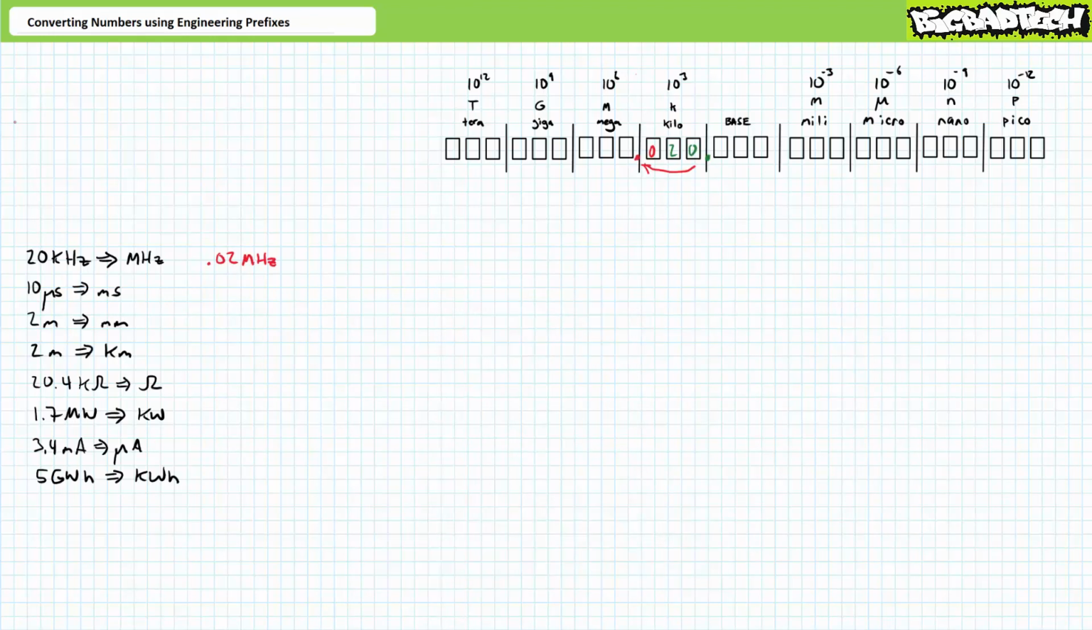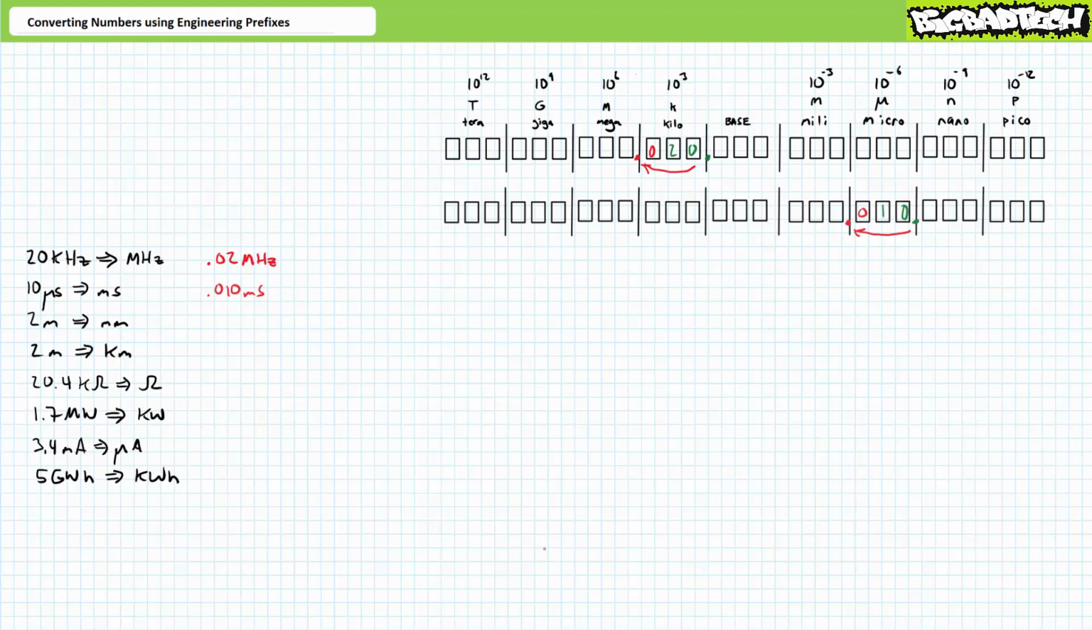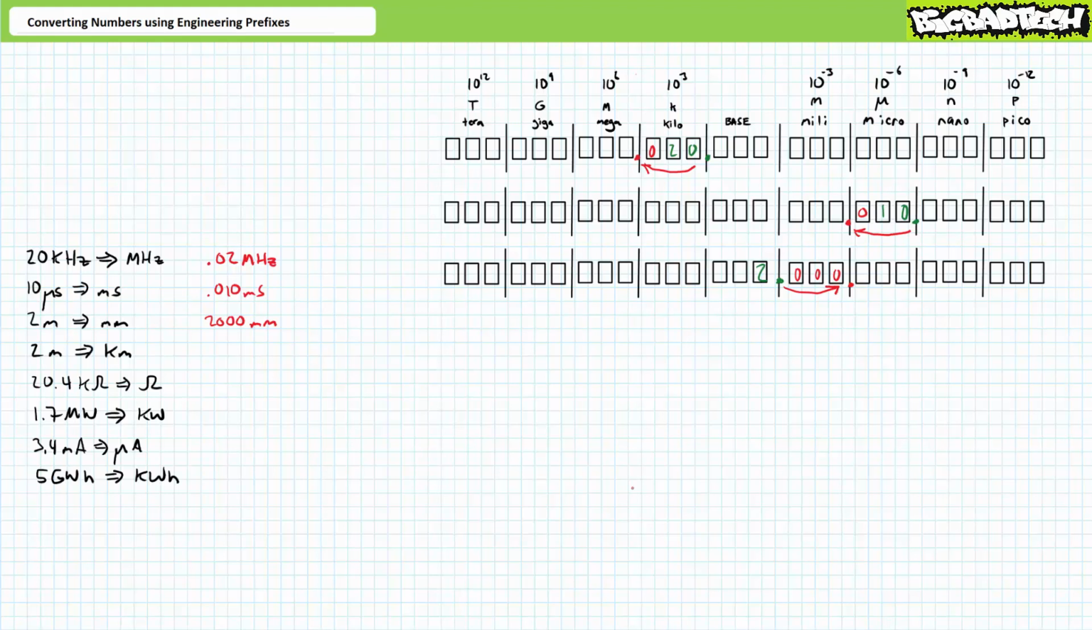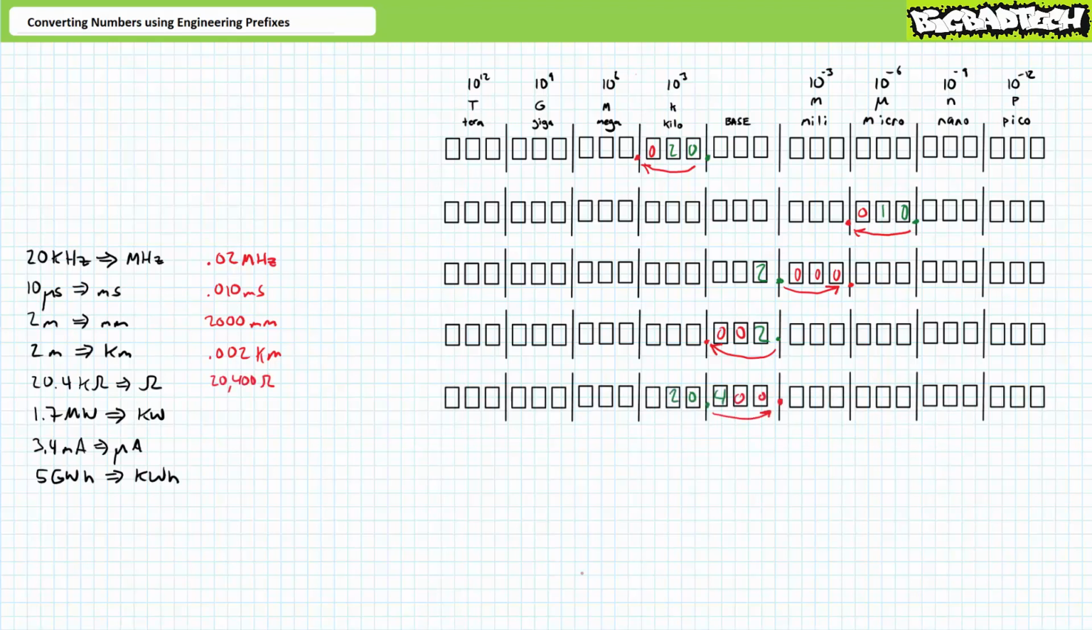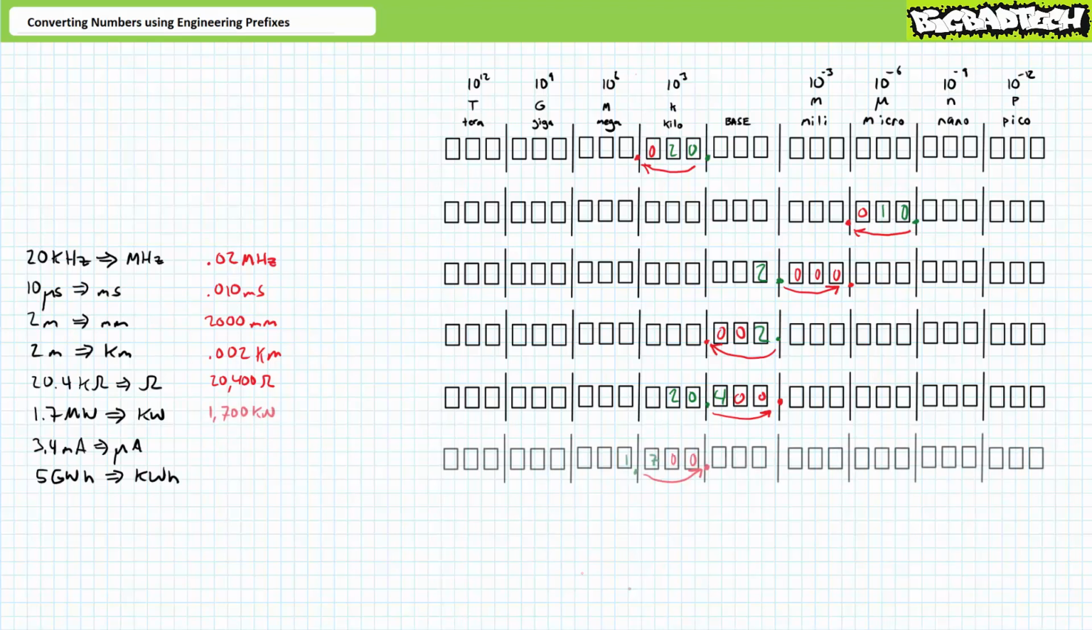Presented without comment, 20 kilohertz is equivalent to 0.02 megahertz. 10 microseconds is equivalent to 0.01 milliseconds. 2 meters is equivalent to 2,000 millimeters. And the same quantity of 2 meters is equivalent to 0.002 kilometers. 20.4 kiloohms is equivalent to 20,400 ohms.